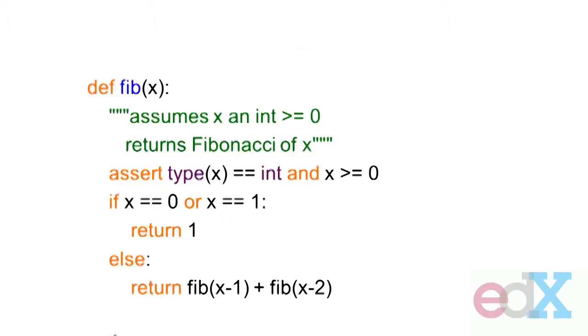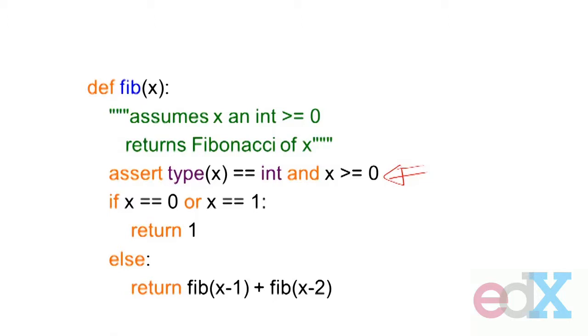Okay, and the code, nice and simple. I'm going to add one new thing here, which is this assert statement right here. So let me spend a second on that. Here's my definition for Fibonacci. I've got a specification. It says assume that x is an integer and it's greater than or equal to 0. If that's the case, I'm going to return the Fibonacci number of x.